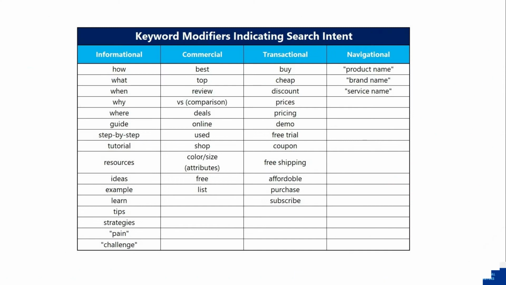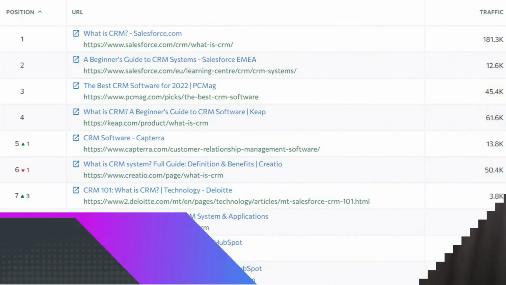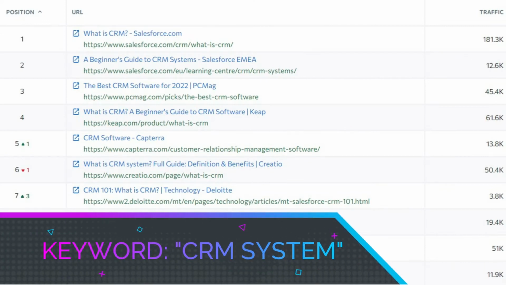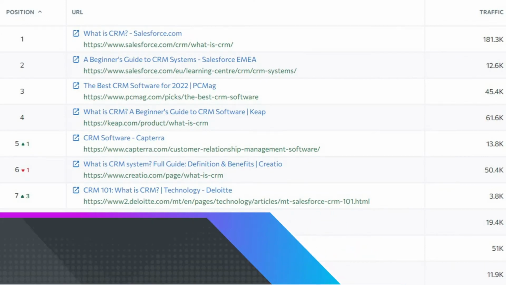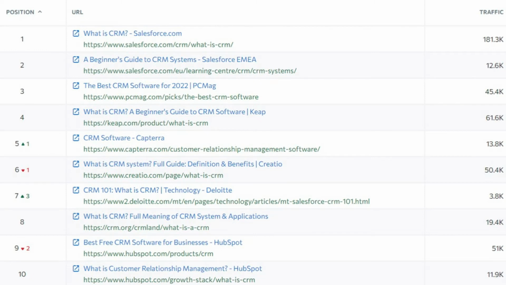So, to analyze search intent, you can use the table of keyword modifiers that indicate certain types of search intent, but please take it with a pinch of salt. Also, note, these modifiers are located in the title. And also, you will look at the ranking pages and the type of content Google displays to more accurately determine the search intent. For example, let's look at the keyword CRM system. I will be using SE Ranking's organic results tool to get accurate SERP rankings for my target location.